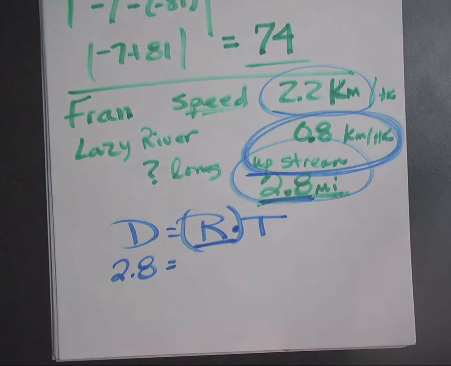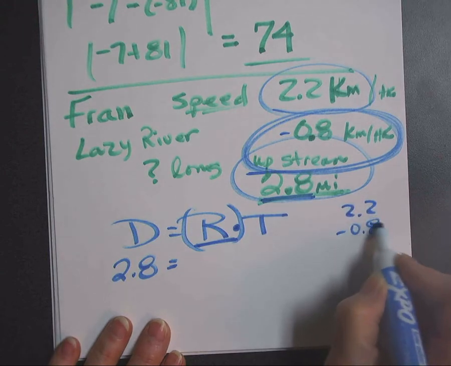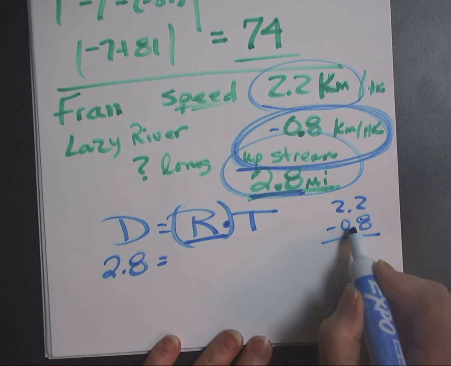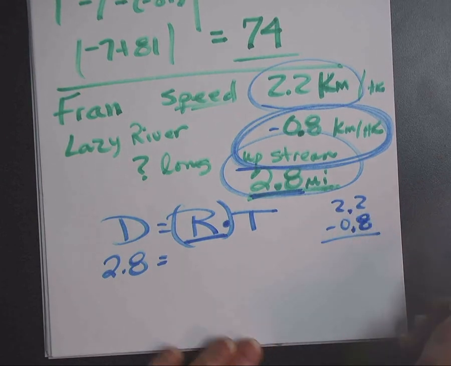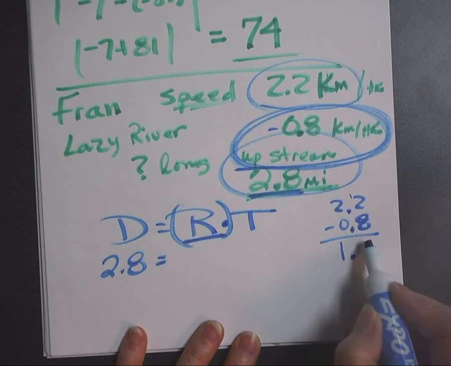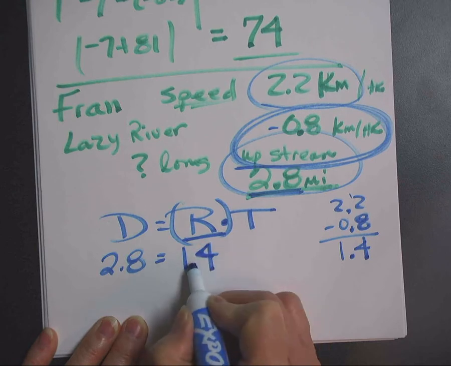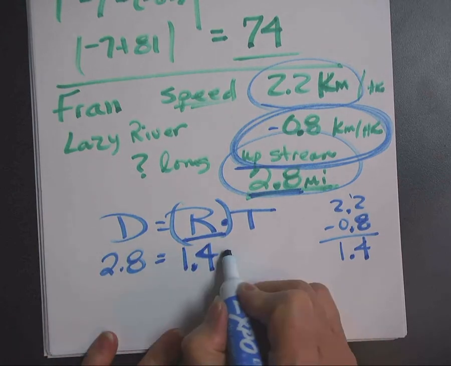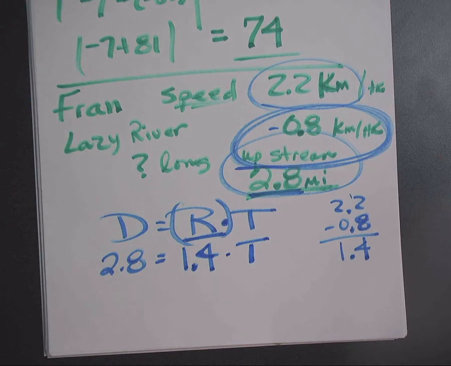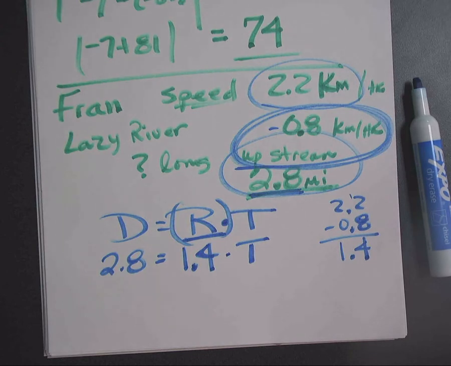And subtract the current, right? Because it's upstream, so you subtract it. So you do 2.2 minus 0.8. So how fast is she basically getting to travel? 1.4? Okay, 1.4. So against the current, that makes her go 1.4 kilometers per hour. So solve for the time, because it wants to know how long. Divide by 1.4, right?